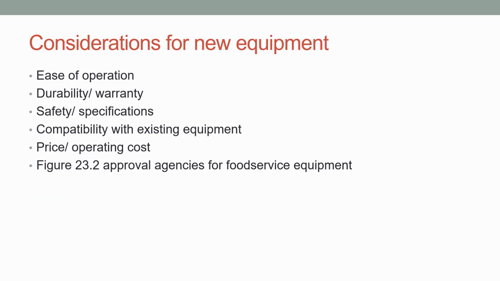So some things you have to consider. On figure 23.2, you can look at some approval agencies as well. There are several groups that will approve food service equipment to make sure that the equipment pieces you're looking at meet the needs of materials, design, performance, and sanitation. Those can help you know that this has been approved for use in a commercial operation.